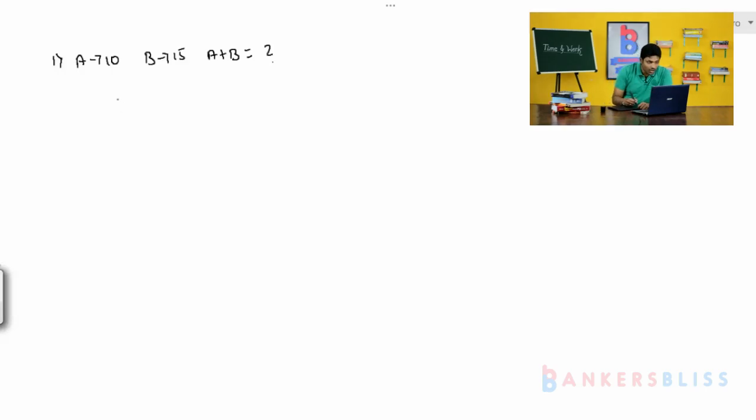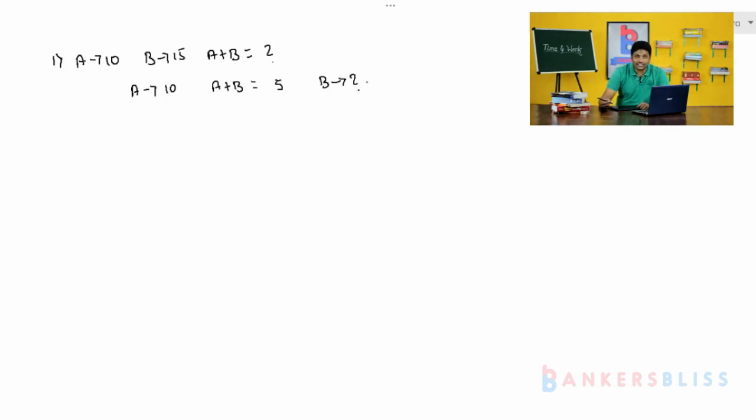Or A is taking 10 days. If both of them work together, they take 5 days, then how much time does B take? Okay. So these are the types of problems we can expect. These are very simple problems.